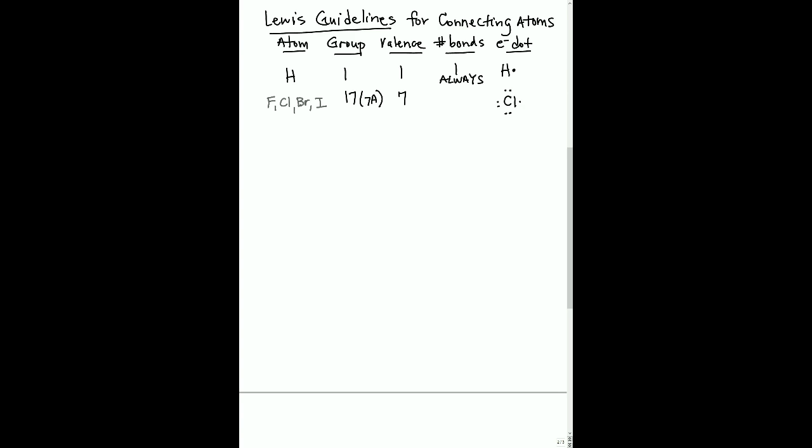Okay. And so notice that the halogens start out with 7. So if they only want 8, they're going to form 1 bond. But we're going to call that usually. That's why these are guidelines, not hard and fast rules.